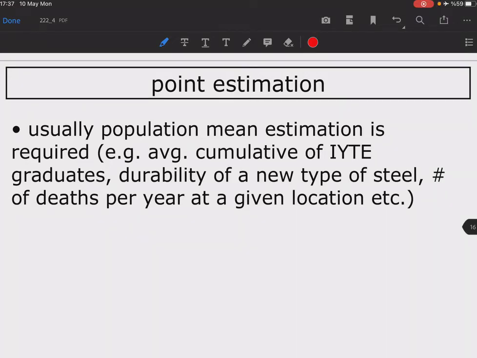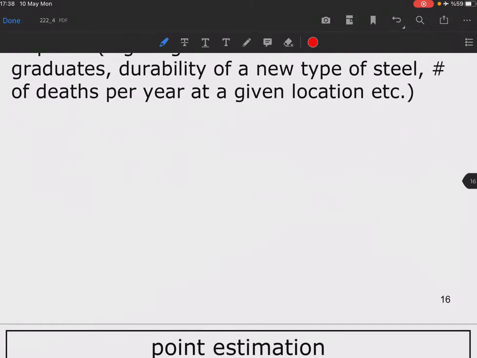Now let's go ahead and talk about the point estimation first. Usually, population mean estimation is required here. For example, average cumulative grades of ISTEC graduates, or durability of a new type of steel, or the number of deaths per year at a given location, etc.